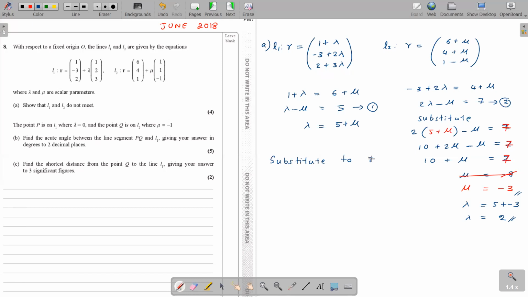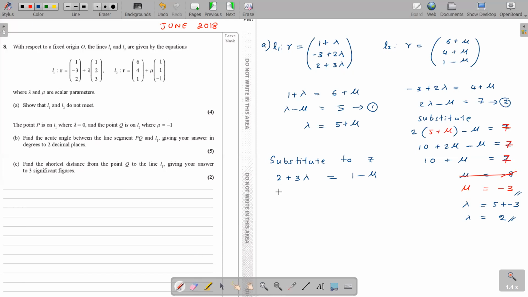Substitute to the z coordinate equation: 2 plus 3 lambda equals 1 minus mu. So if, when you substitute your lambda and mu values, you can get these two sides equal to each other, then the lines intersect. But if they do not equal each other, then the lines do not intersect.